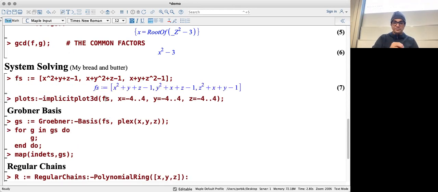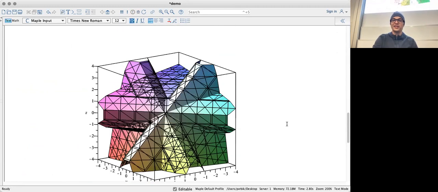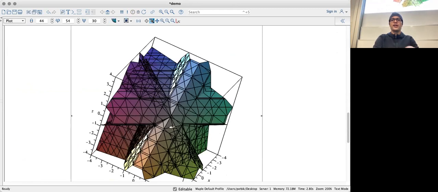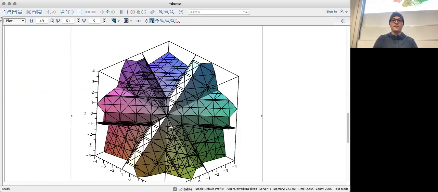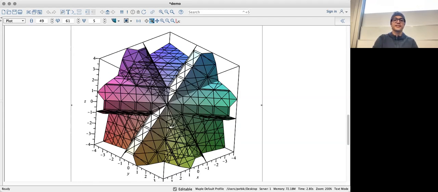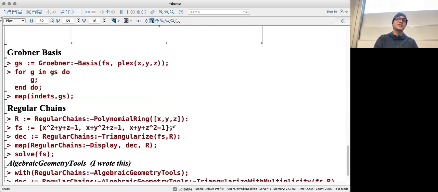Okay, so here's a system of equations. I'm going to implicitly plot them. This is why I said implicit plots was one of my favorite things. So they're all three surfaces plotted in the same region. And to solve this means to figure out what is the common intersection point in space of these three surfaces. There are many ways of doing this, well, at least a handful of ways. The main two ways are using Grobner bases and using regular chains. Has anyone encountered Grobner bases yet?